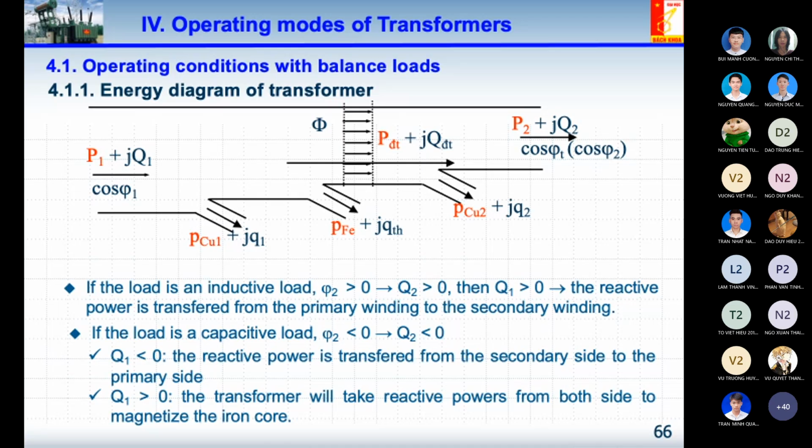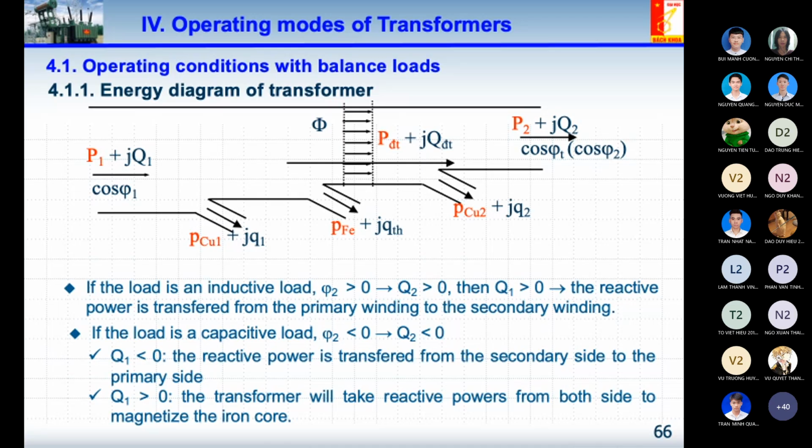The second case is if the load is a capacitive load, phi is smaller than 0, and Q2 is smaller than 0, and for that we get two different cases. If Q1 is smaller than 0, it means that the reactive power is transferred from the secondary side to the primary side. For this one you can see the case of the capacitive load.